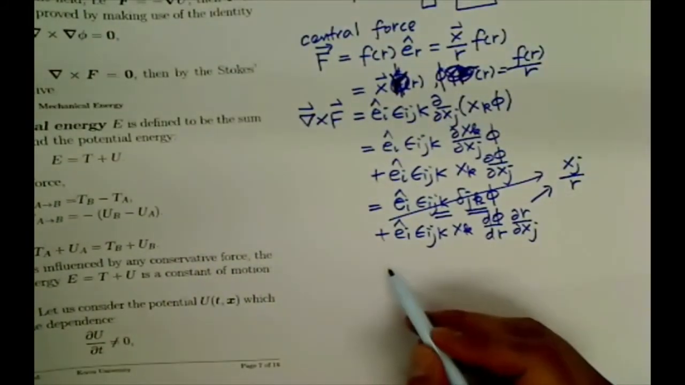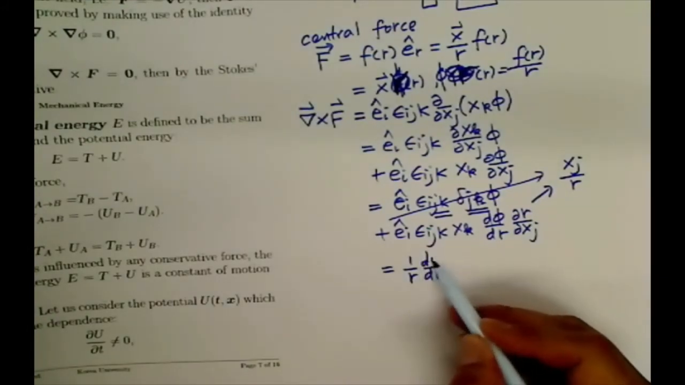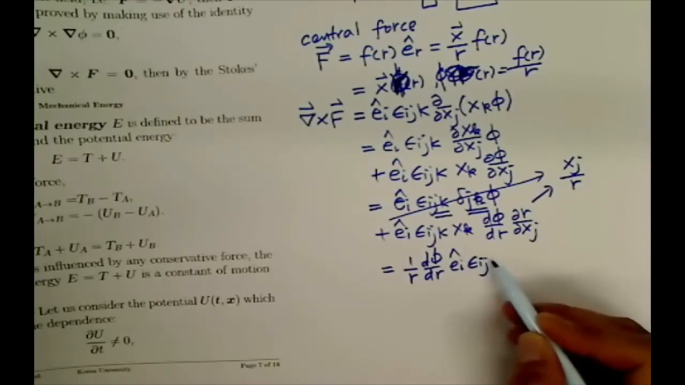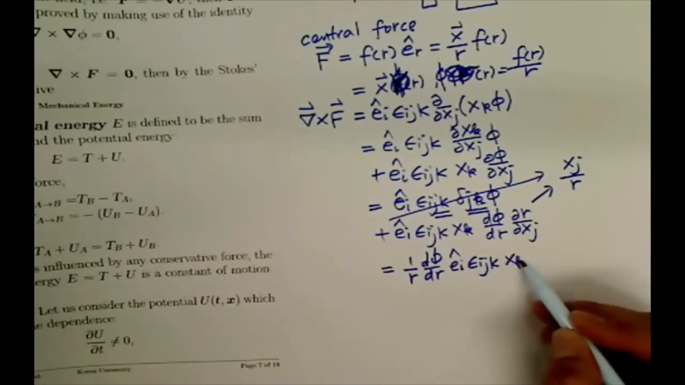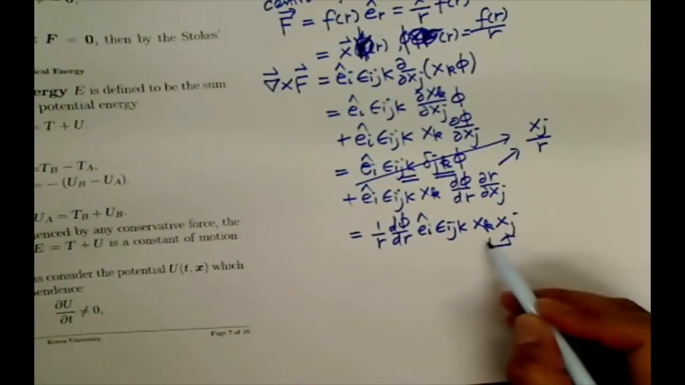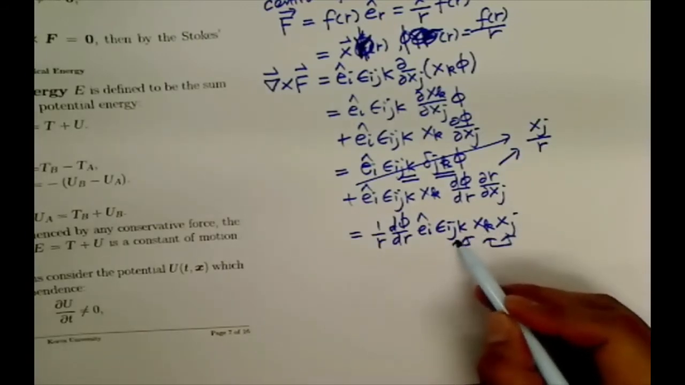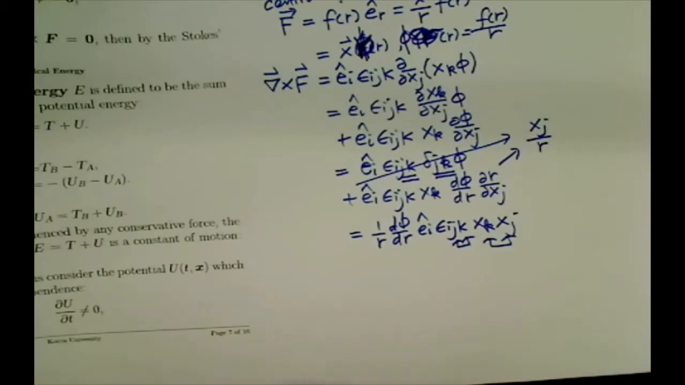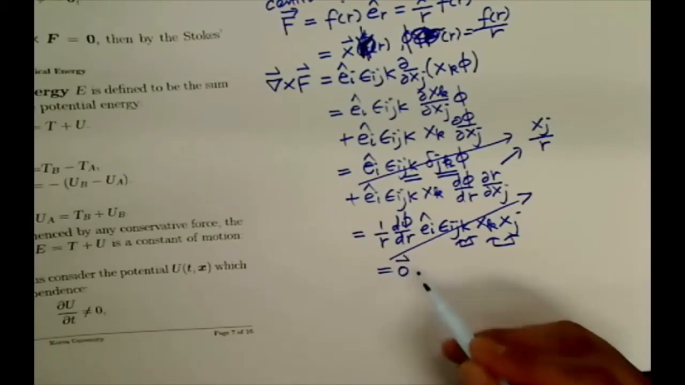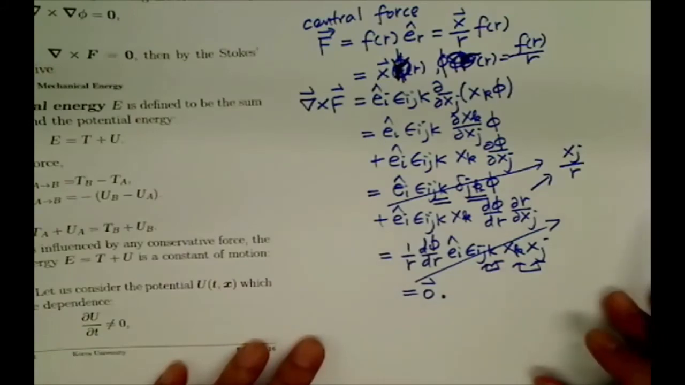If we substitute this one, 1 over R, EI hat epsilon ijk xk xj. Again, this is symmetric on the exchange of J and K, and this is anti-symmetric on the exchange of J and K. Therefore, this is vanishing too. This shows that the central force is irrotational.